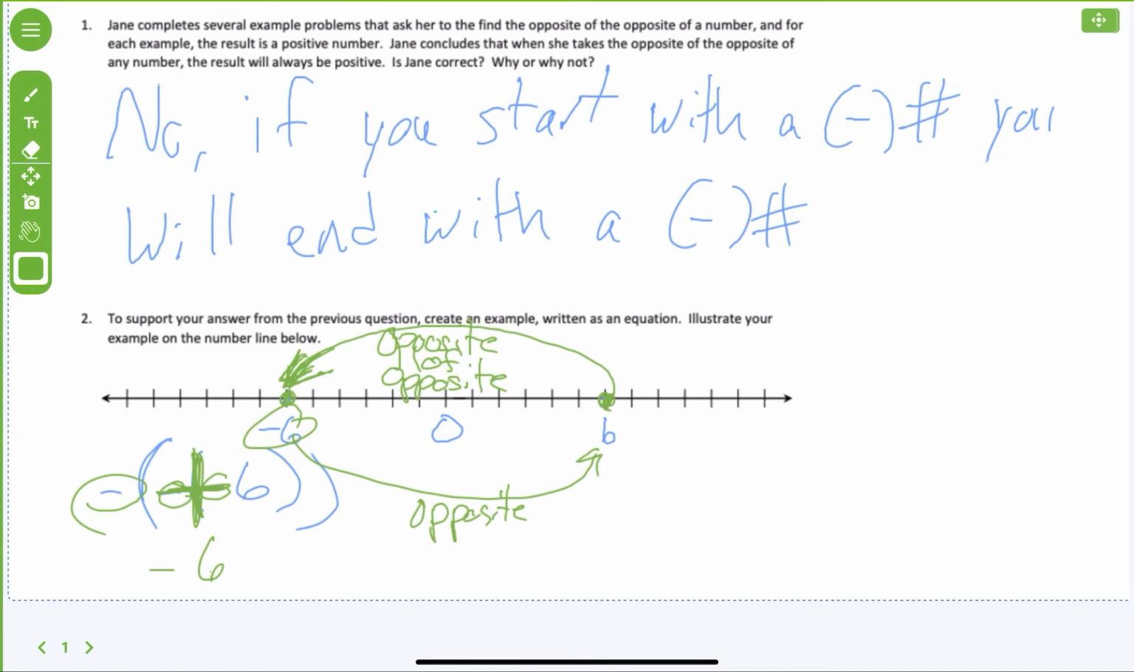So let's write it. Sorry, we really didn't finish the equation. We got a -6. We're going to do the opposite of that, but we're actually going to do the opposite of the opposite. So that equals a -6. There we go.